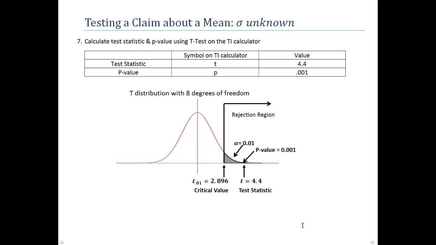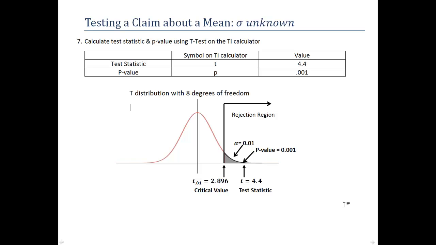Now let's update our graph of this information. I've taken the previous graph that had the rejection region and critical value, and I've added the test statistic, 4.4, and I've marked the p-value, 0.001. Clearly, the test statistic is to the right of the critical value. 4.4 is indeed greater than 2.896, so we are in the rejection region.